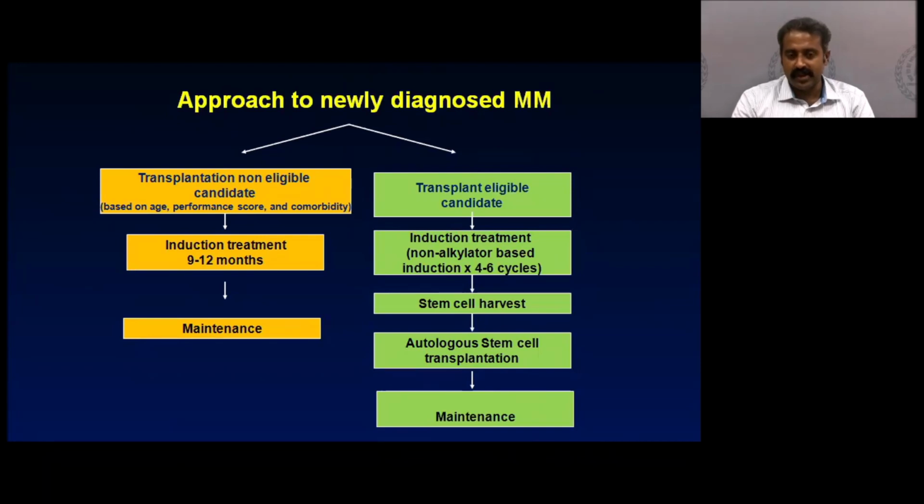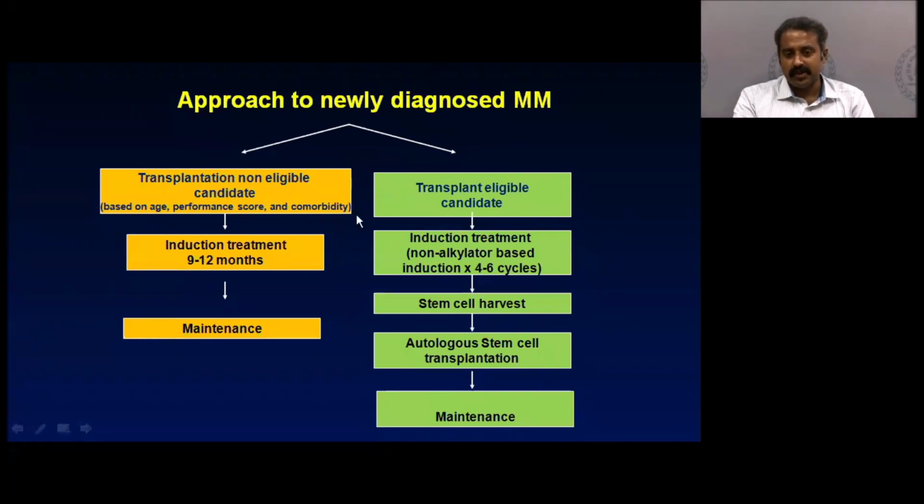If the patient is having a good performance score without comorbidity or well-controlled medical comorbidity, these patients are considered to be transplant eligible. If the patient is old age with poor performance status, and if the patient has got significant uncontrolled comorbidities, these patients are called as non-transplant eligible. And here, the patient needs to be given induction treatment for 9 to 12 months, followed by maintenance.